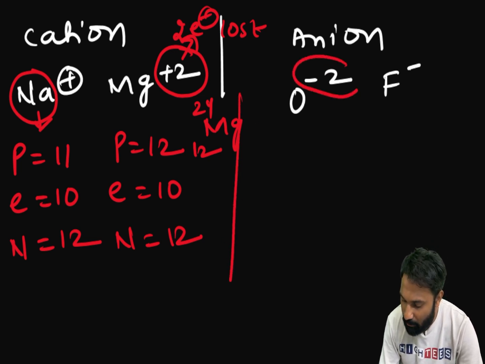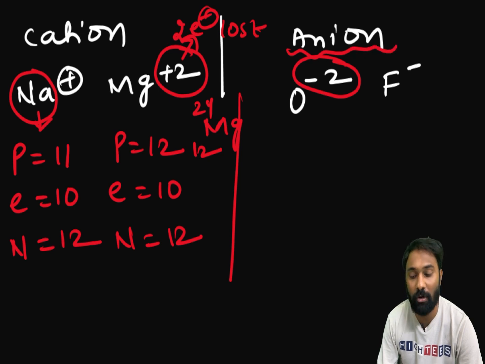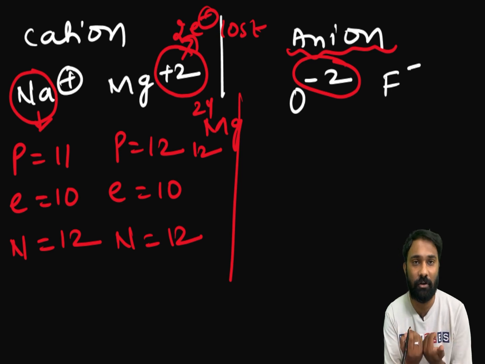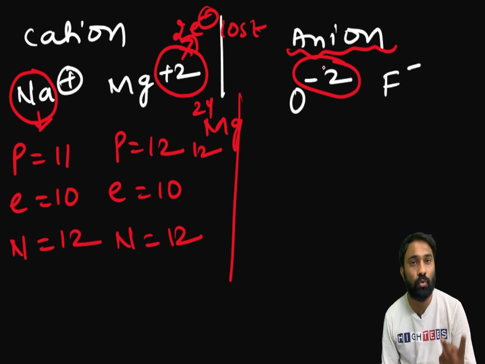In the oxygen case, this anion will be formed on the basis of which one? It will be formed on the basis of gain of electrons, right? Here how many electrons has it gained? 2 electrons it has gained.